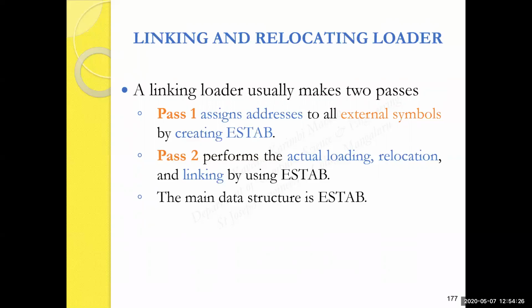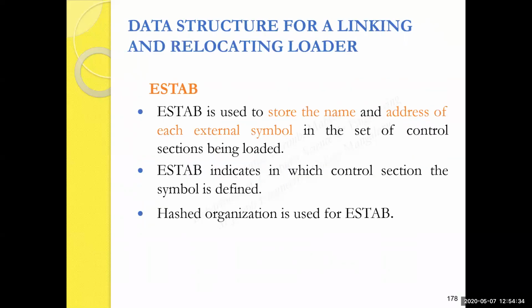The main data structure employed by the linking and relocating loader is the external symbol table, which is analogous to the symbol table that is used by the assembler in the assembling process. As I mentioned, the external symbol table is used to store the name and address of each external symbol in the set of control sections being loaded. Further, it also indicates in which control section an external symbol is defined. Typically, a hashed organization is used for the external symbol table.